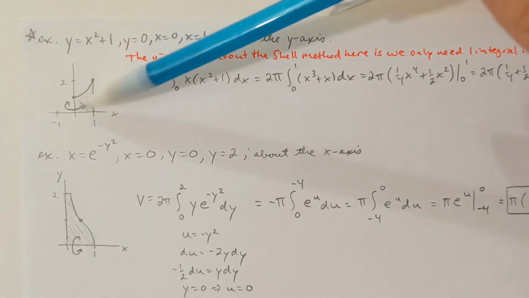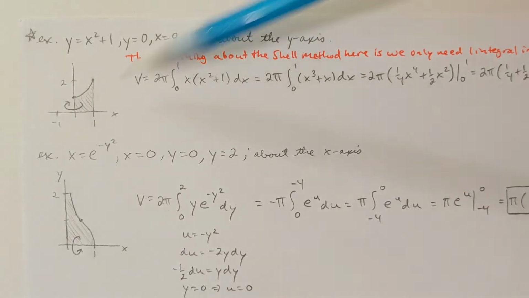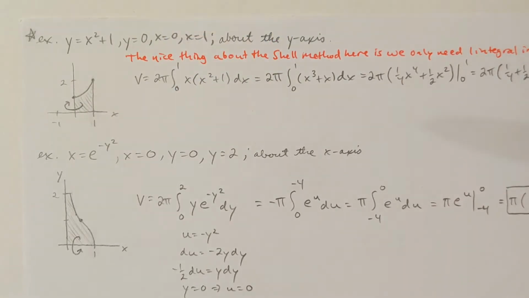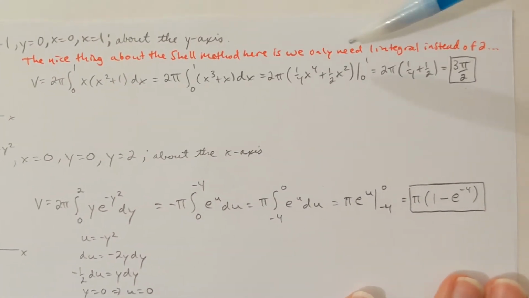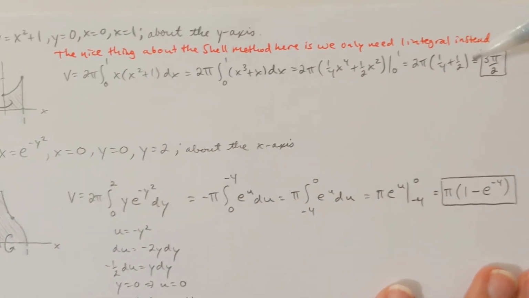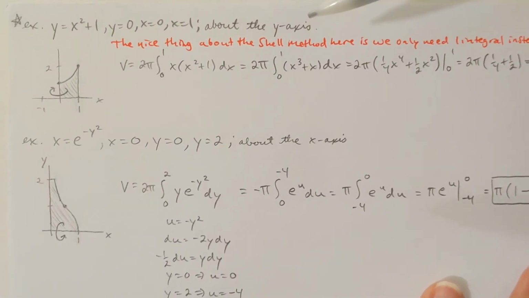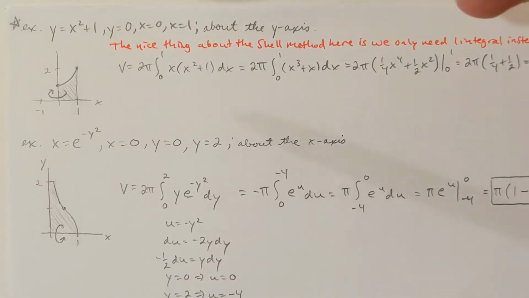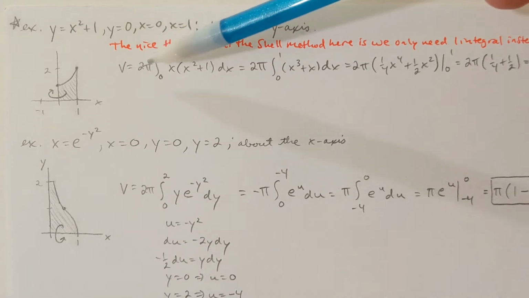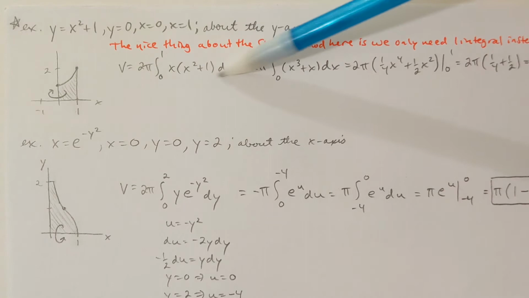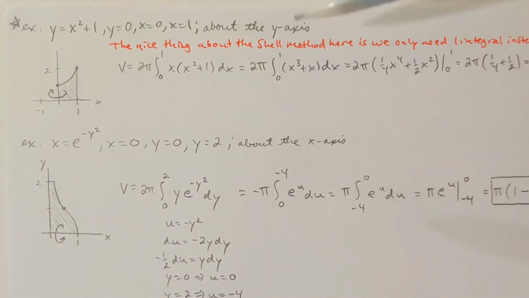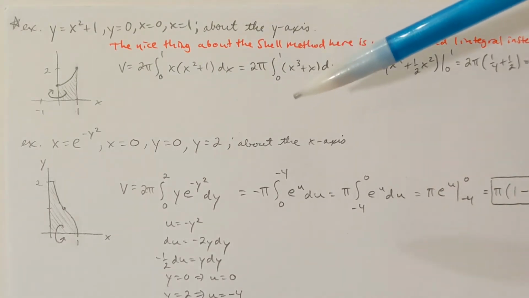So I've graphed these 4 curves and then shaded in the enclosed region. We're going to rotate this region about the y-axis. Okay, and the nice thing about the shell method here is that we're only going to need 1 integral instead of 2 integrals. We needed 2 when we set this up in section 6.2. So the volume is going to be 2 pi times an integral, where everything about the integral is in terms of x. Now here's one thing, note, that you'd want to pay attention to.